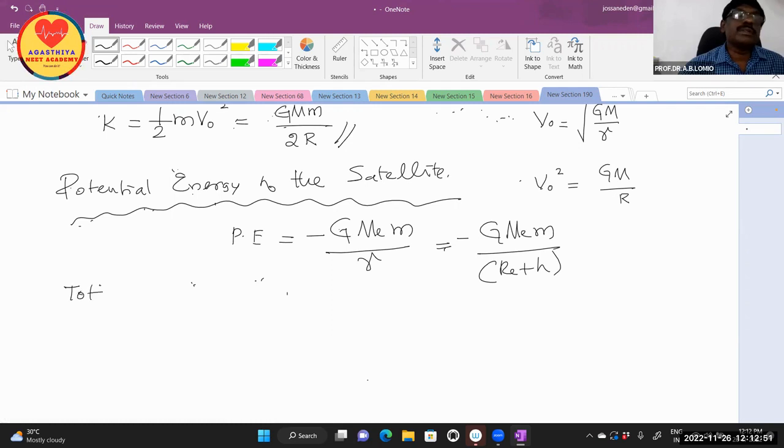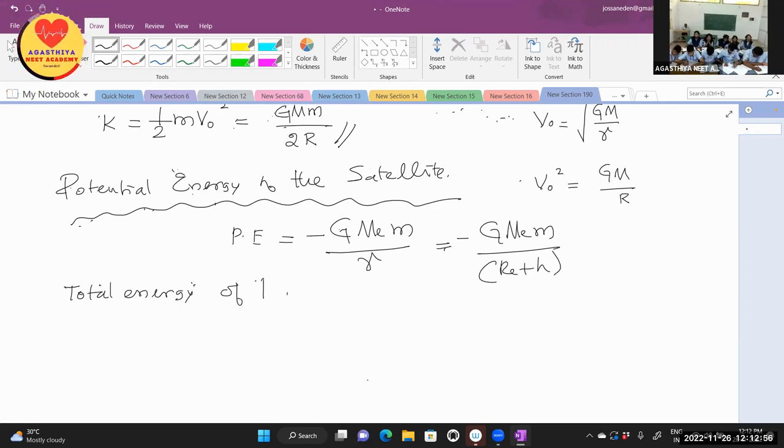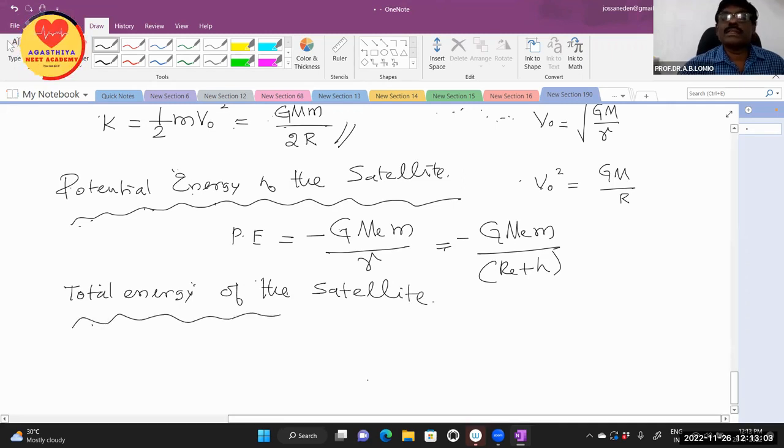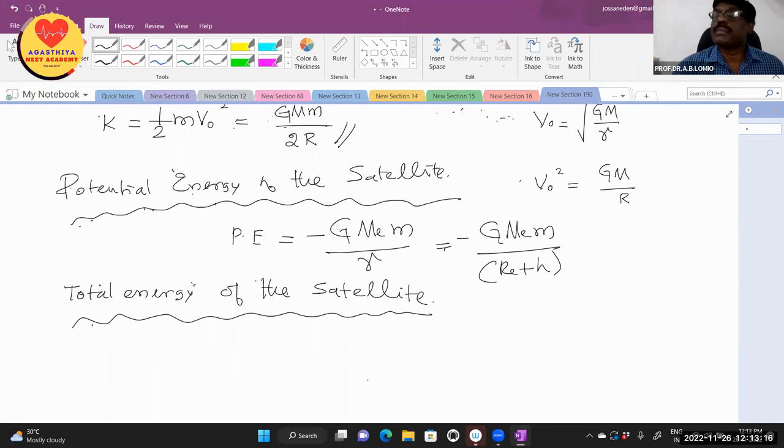Next terminology is total energy. Total energy of the satellite. The total energy is the summation of kinetic energy plus potential energy, because when the satellite is rotating at a particular height from the Earth's surface, it has two components of energy. One is kinetic energy, another one is potential energy.